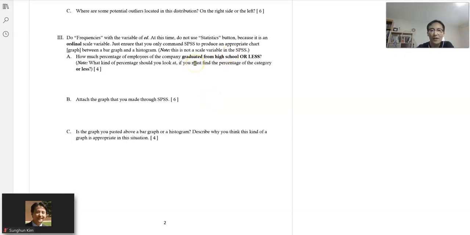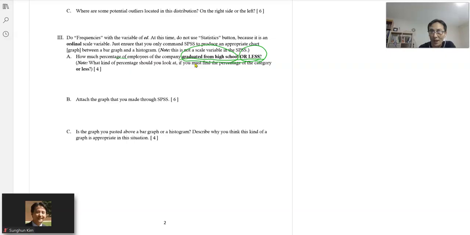Look at this. Here, this is a key term. I gave you the boldface font. What does this mean? Graduated from high school or less. Where can you get that percentage? Think about it. What I'm asking here, you have to use your critical thinking, because I'm not going to give you any more ideas. But here, what kind of percentage should you look at from the table?